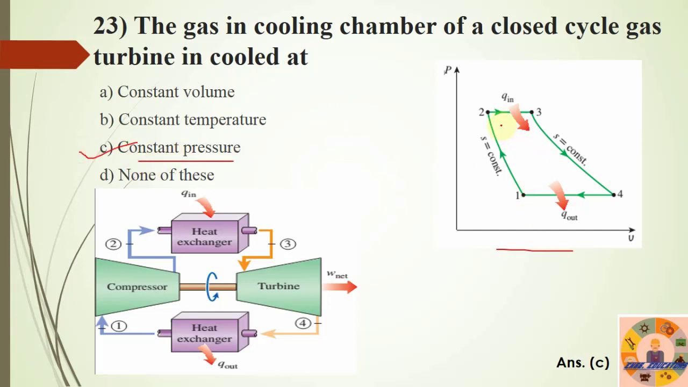So from this diagram we can say that it has 4 processes: isentropic compression, then constant pressure heat addition, then isentropic expansion, and constant pressure heat rejection. This heat rejection process is here termed as the cooling process. Okay, so the right answer of this question will be option C.